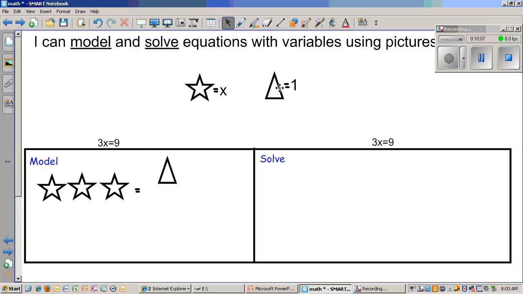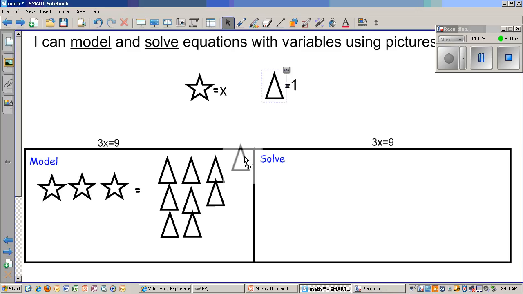1, 2, 3, 4, 5, 6, 7, 8, and 9. So we got this right here, 3x equals 9. Now we're going to need to solve it. We need to make this side equal to this side. So that means we're going to have 9 over here and 9 over here.